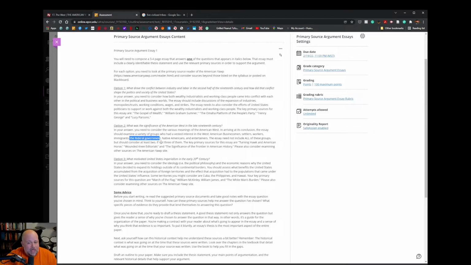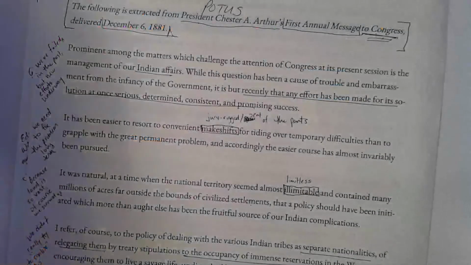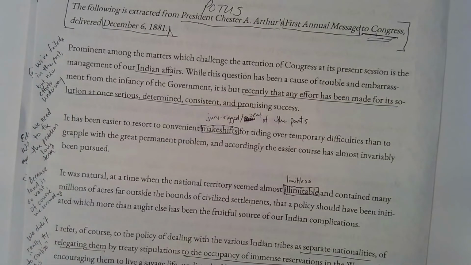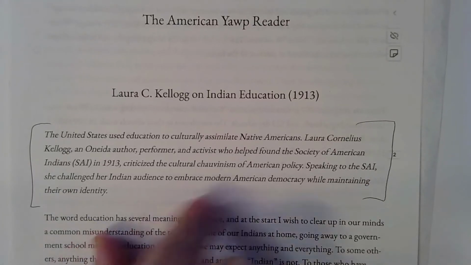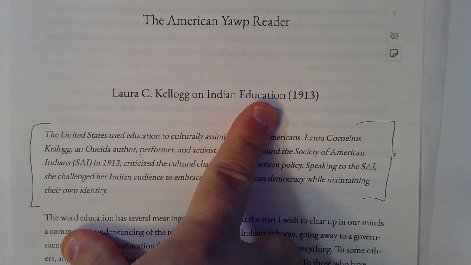What this doesn't have is the perspective of Native Americans, right? Because we're only talking about the president of the United States and Congress. If we wanted a perspective from Native Americans, we could look at something like this primary source, which comes a little bit later, but it deals with the Indian education that Arthur was talking about.